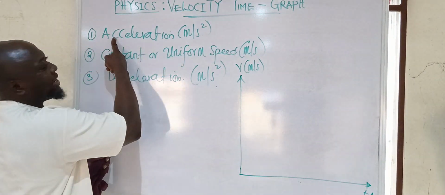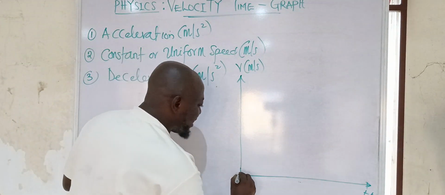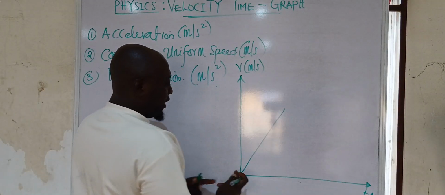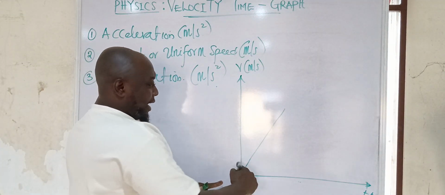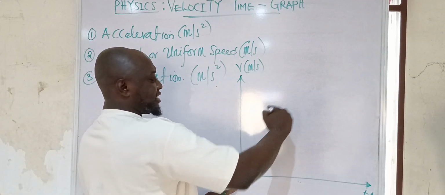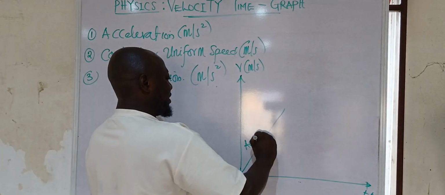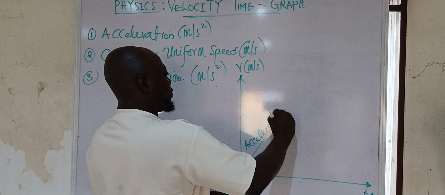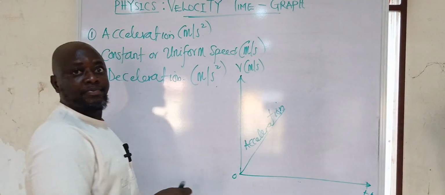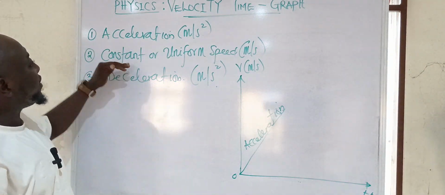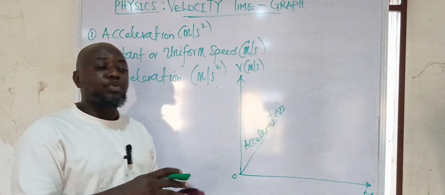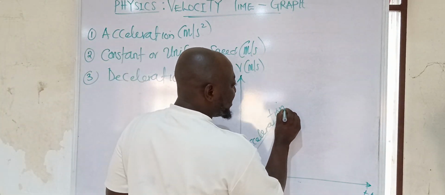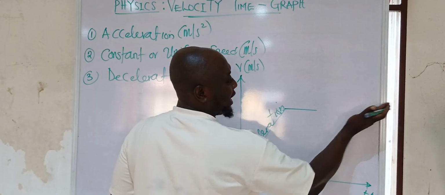Whenever they say a body accelerates, acceleration is this one. Any movement from the point of origin or from rest, this movement is describing acceleration. Next up, whenever you hear constant or uniform speed, it maintains a constant or uniform speed. It goes like this. This is speed.